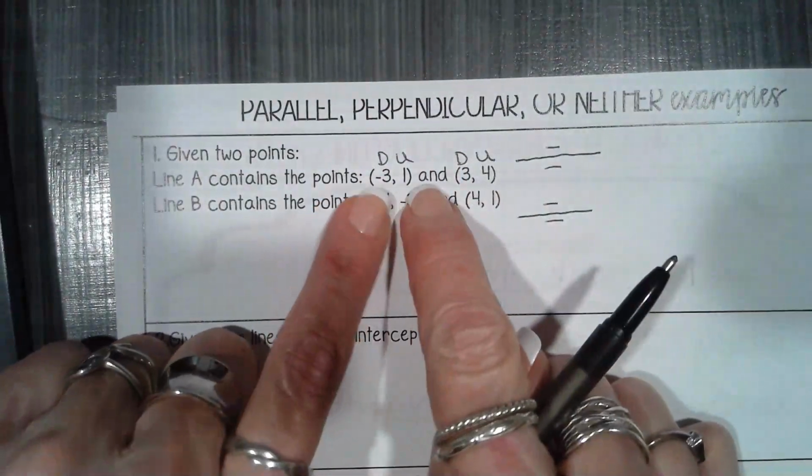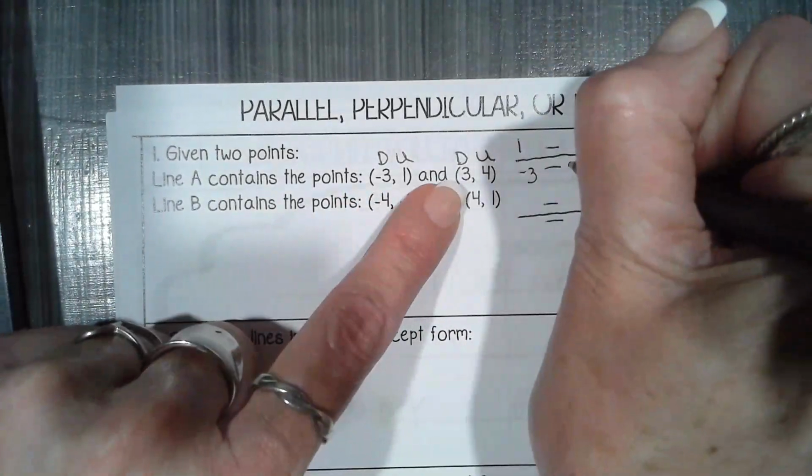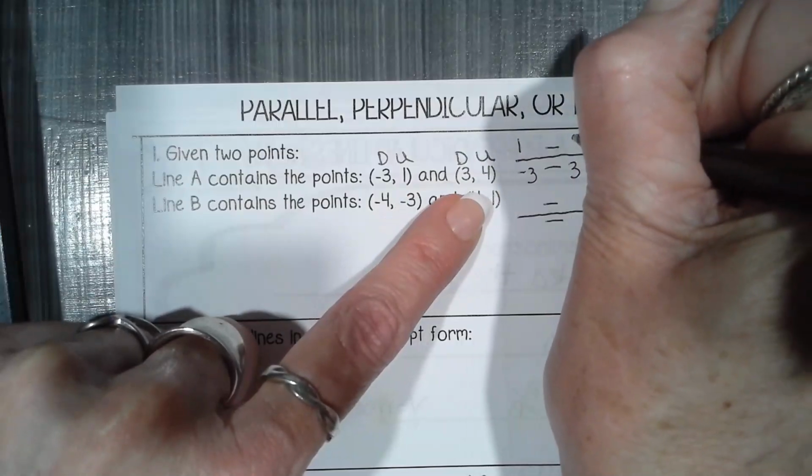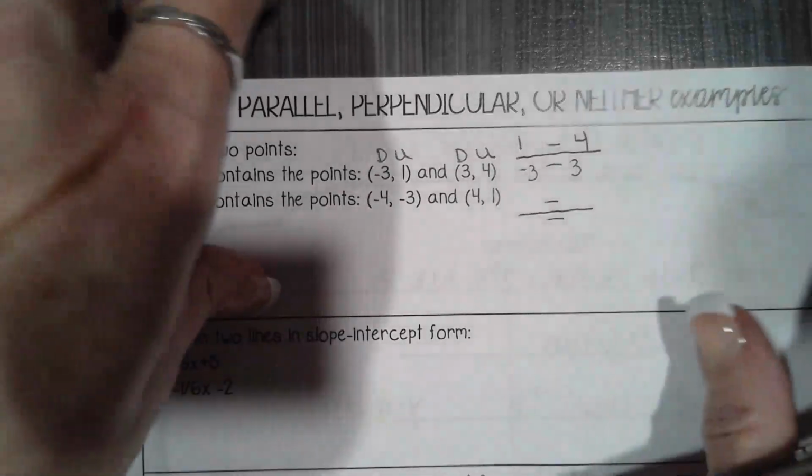D stands for down, U stands for up. Oh, you know what I forgot? Sorry, I forgot something. Flip back over.